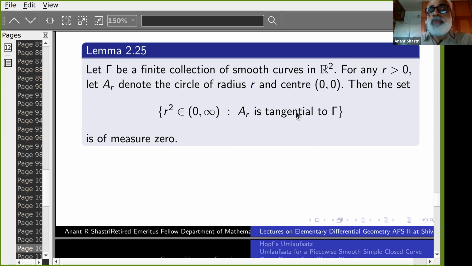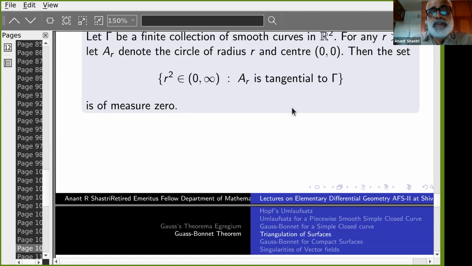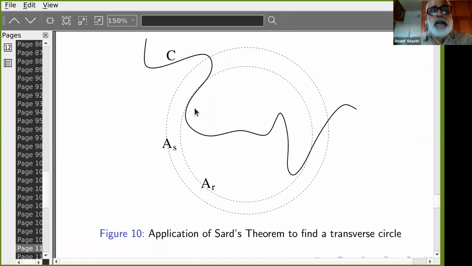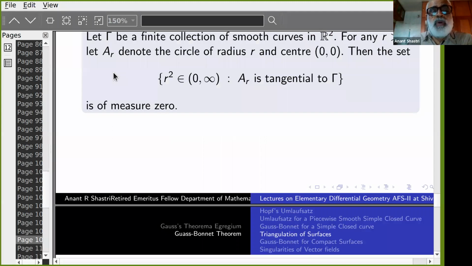So how do we prove this one? The proof of this one is very straightforward. Anyway, here is a picture. This is one single curve I have drawn here, but it is part of a finite collection. What I am saying here is, suppose I prove this statement for one single curve.